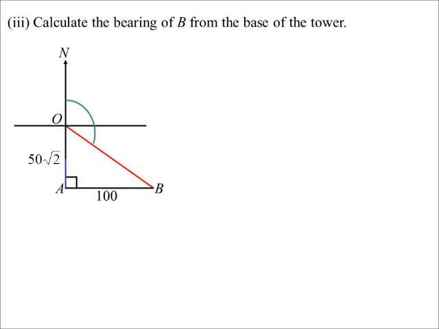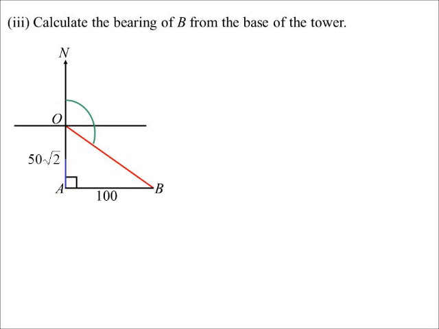Now they want the bearing of B from the base of the tower. So let's draw that up. There's my compass. O's the base of the tower. Bearing of B. We're out there. We now know that's 50 root 2. We also know AB is 100. So, there you go. That's the angle we want to find in there.